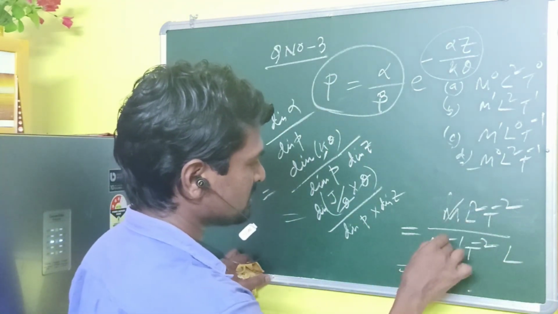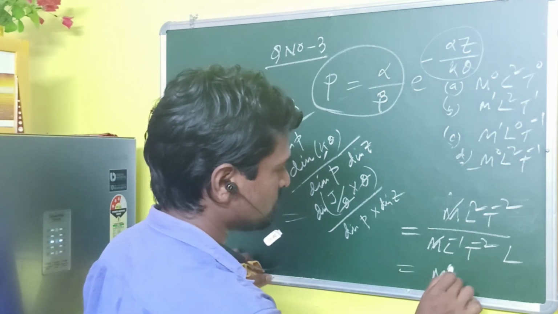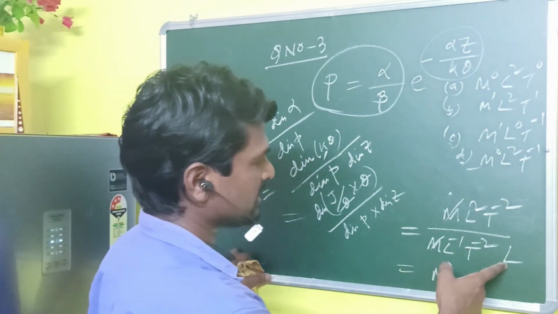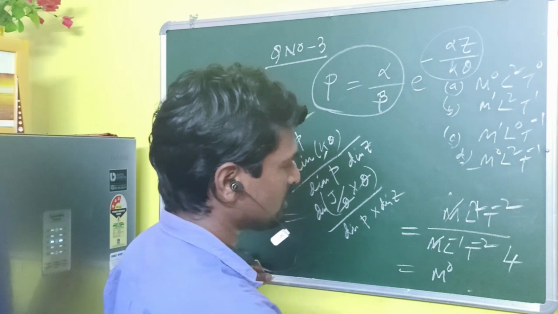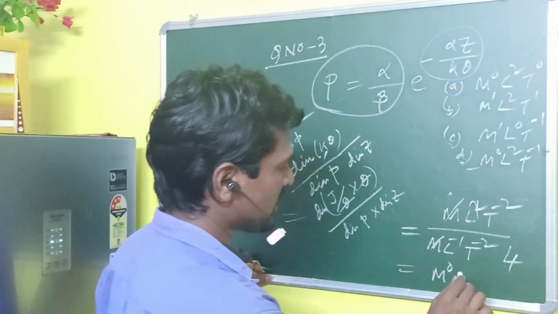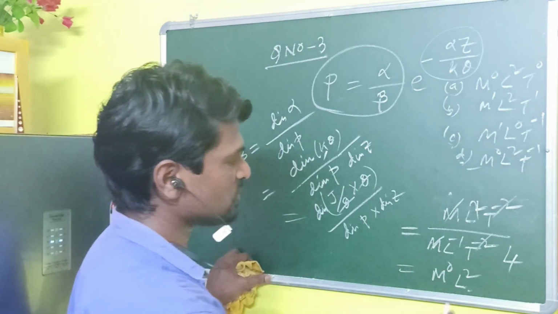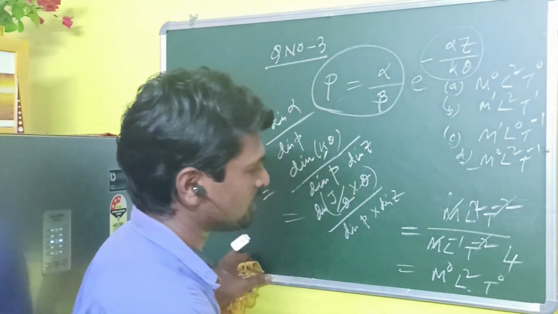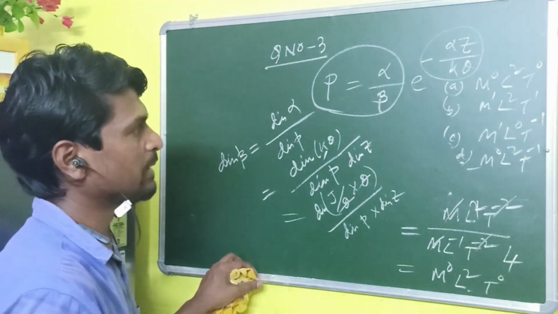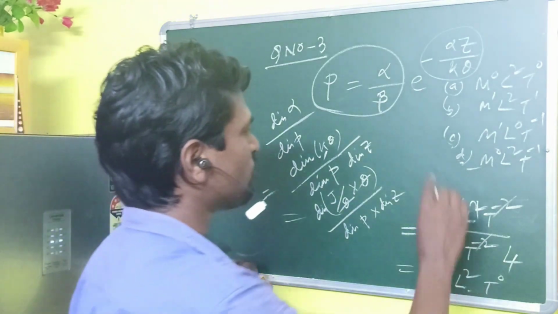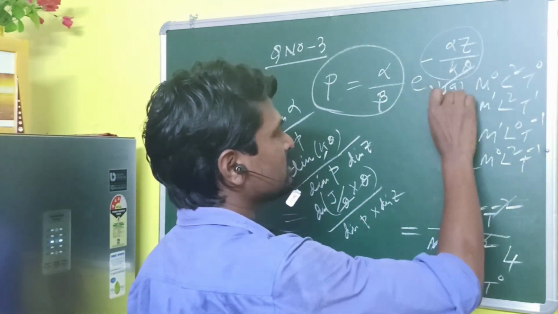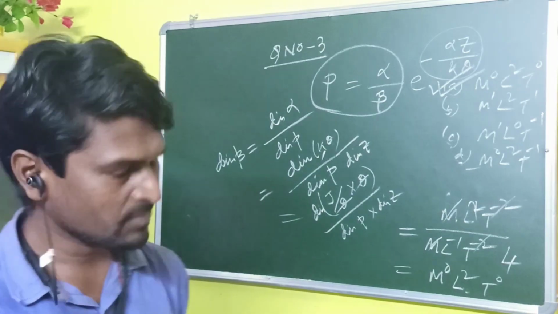So this is 0. So m to the power of 0, and here L cancels 1, and this is L square, and t square cancels. So m0 L square, and here t is also 0. So m0 L square t 0. So 1 is the answer. So 1 is the correct answer.